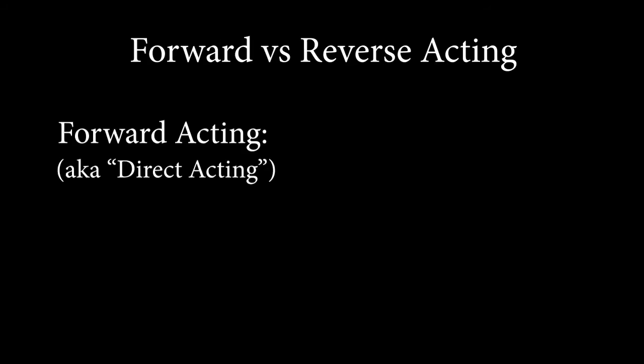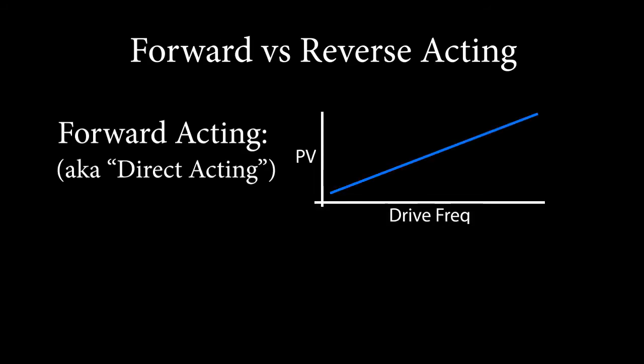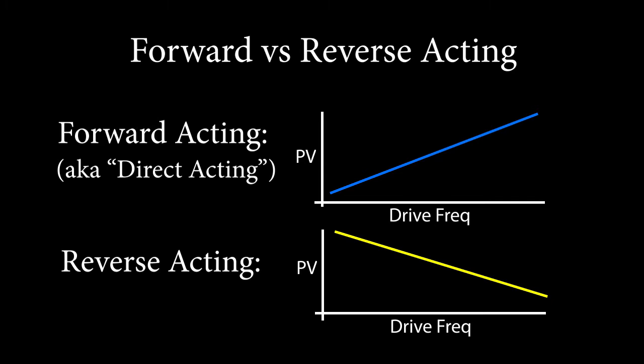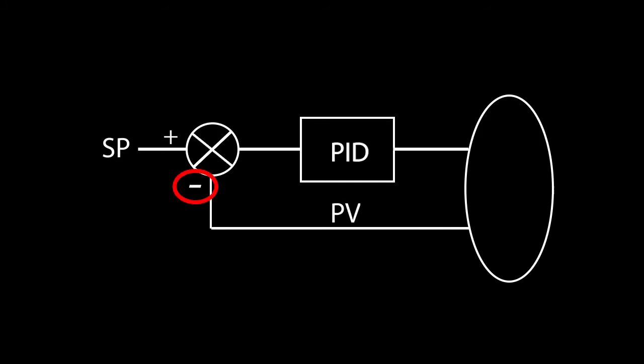You have a forward-acting system if the process variable increases when you increase the drive frequency output, like in our demos, where when we increased the motor speed, the pressure went up. A reverse-acting system is common in refrigeration or cooling, where the more the motor speed increases, the more the temperature decreases. It's really important to choose the right one here because it determines the sign of this input. Get it backwards and PID won't work.